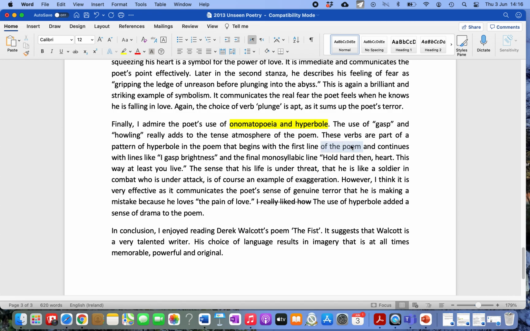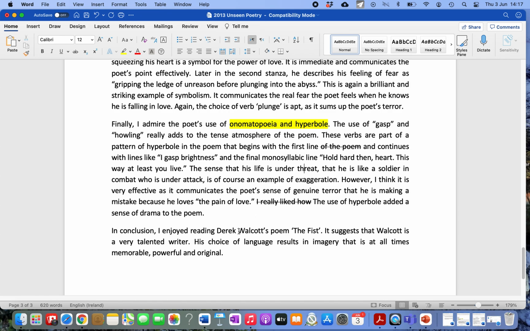Again, see that "of the poem" is not needed there. Sure it's not, because I've already said that phrase here. So reread your work and check for unnecessary repetition. "And continues with lines like 'I gasp brightness,' and the final monosyllabic line, 'hold hard then heart. This way at least you live.' The sense that his life is under threat, that he is like a soldier in combat who is under attack, is of course an example of exaggeration. However, I think it is very effective as it communicates the poet's sense of genuine terror, that he is making a mistake because he loves the pain of love. The use of hyperbole added a sense of drama to the poem." I crossed out "I really liked how," because I don't need that, it's patent from what you're saying.